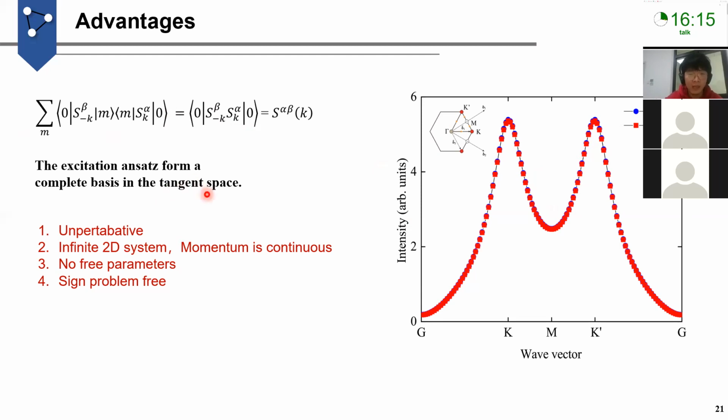This means that if the bond dimension of our ansatz is large enough, it will have better resolution of all the energy regions of the single particle excitation. This method is nonperturbative and works directly on the infinite 2D system, so the momentum can be chosen continuously, and there are no free parameters.